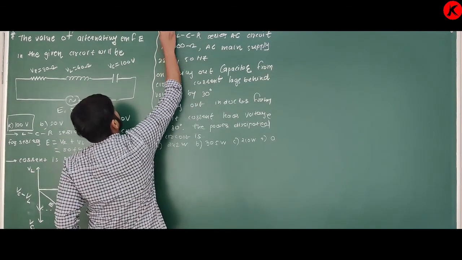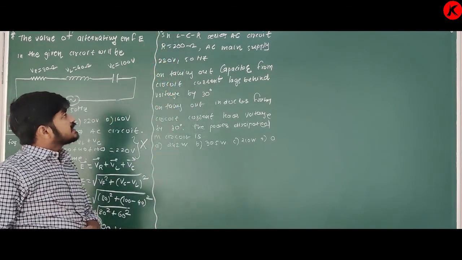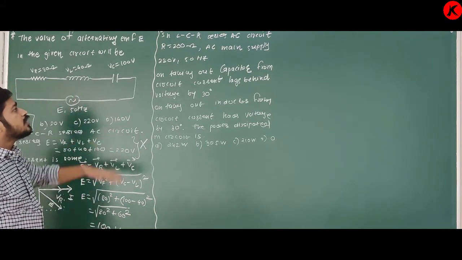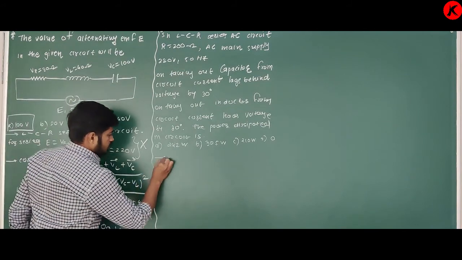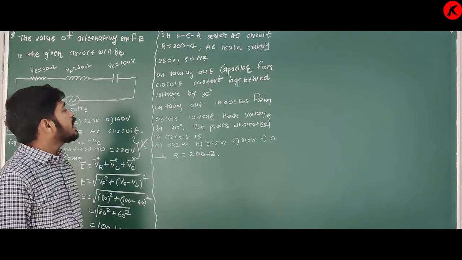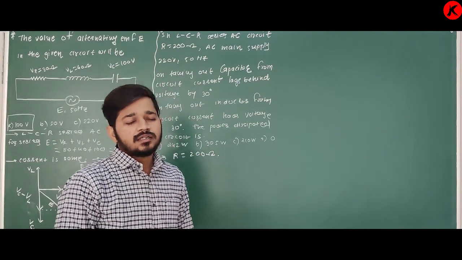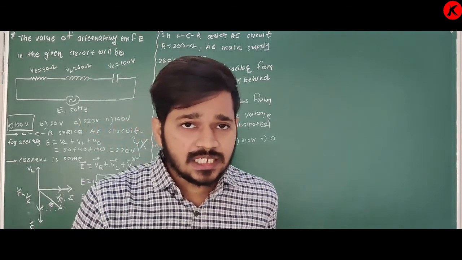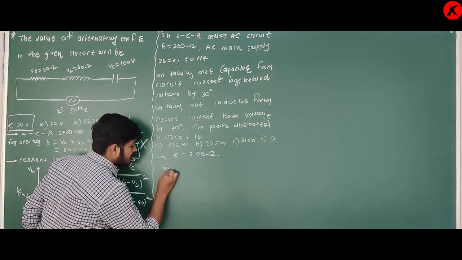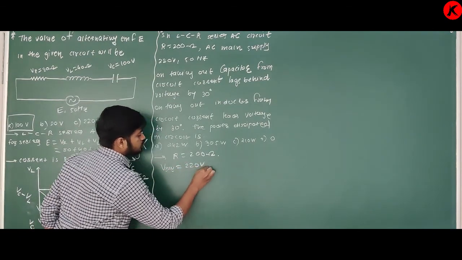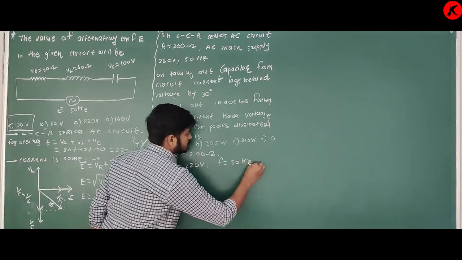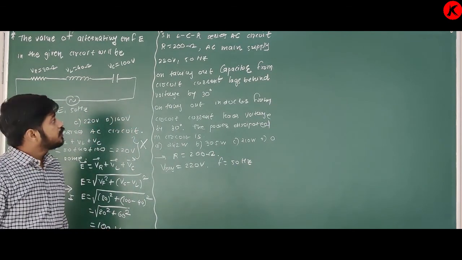The next question for today's lecture: in LCR series AC circuit, resistance R is equal to 200 ohm. AC main supply 220 volt, 50 hertz. You know how to write this data. If you are given AC main supply 220 volt, it means Vrms is equal to 220 volt, and 50 hertz frequency means f is equal to 50 hertz.